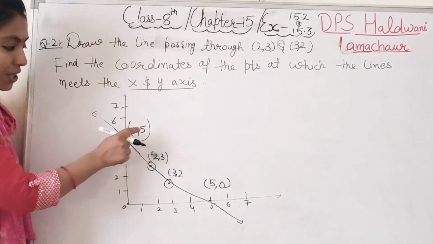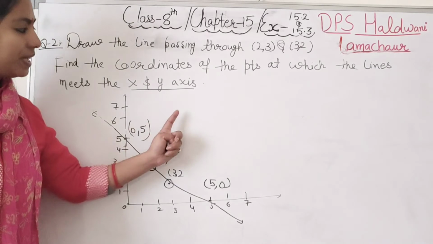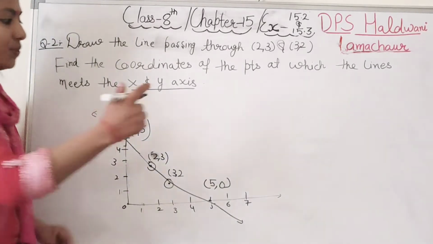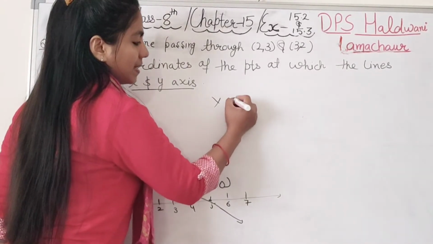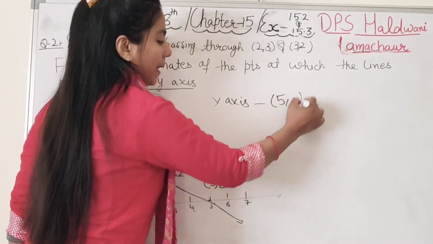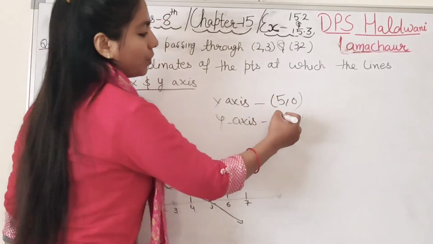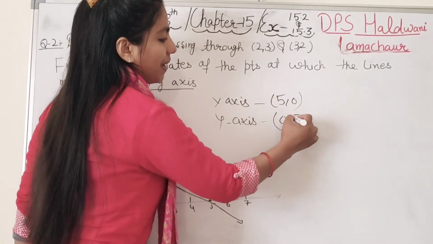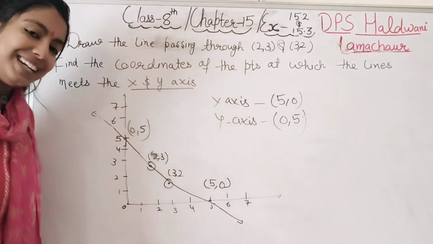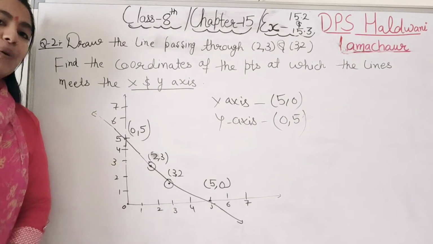X is 0, y is 5. So what are the coordinates where these lines meet along the x-axis and y-axis? You will write: along the x-axis it meets at the coordinates 5, 0, and along the y-axis this point meets at the coordinates 0, 5. Right, student? I hope you understood. So very simple question. So this was about question number 2.